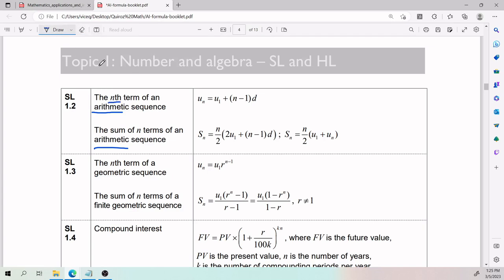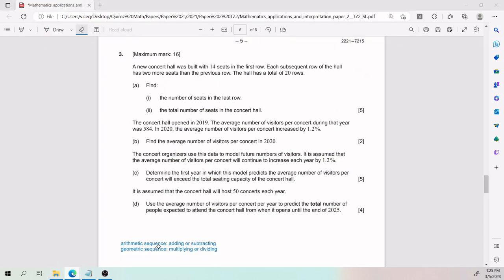We have the nth term, which is, say, if you're trying to find the ninth term, that would be your nth term, so n would be 9 in that case. And we also have the sum of n terms. Since we're trying to find the last term, your n can't be last, because that's a word, not a number. But what is my last row? My last row is the 20th one. The hall has a total of 20 rows, so my last row is going to be when my n equals 20. Now we're getting somewhere.